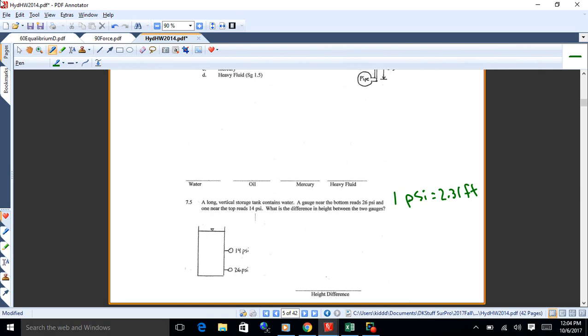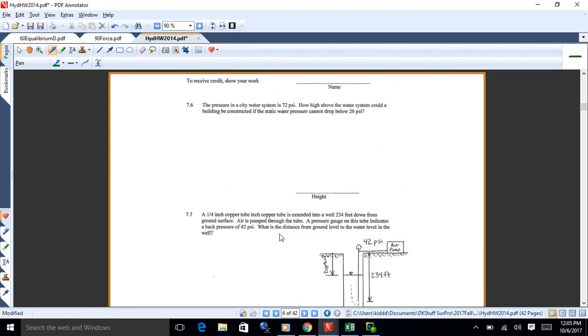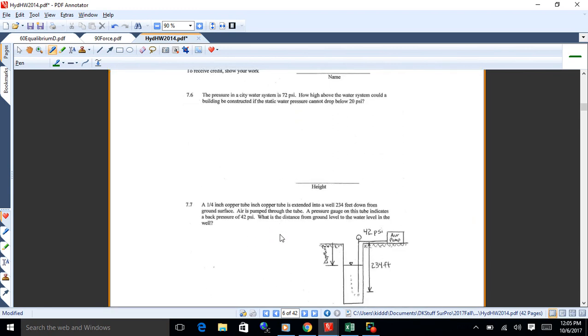Do we have any questions on that? Let's just see something here. For instance, this 14 psi, I took it out a little ways, so 32.34 feet is what I got for that. All right, so that's 5.